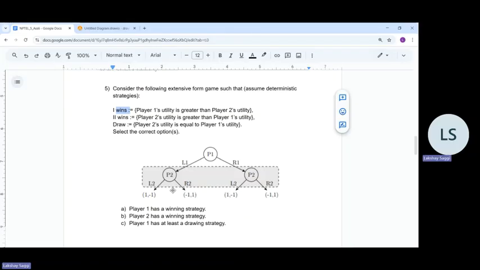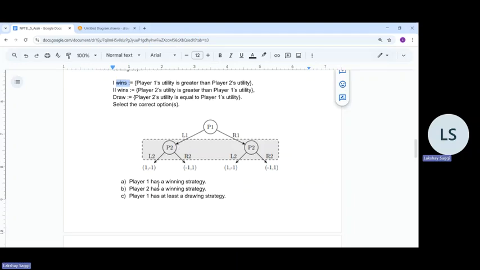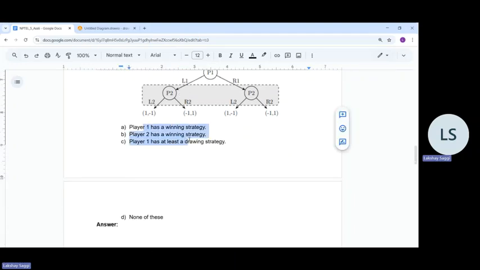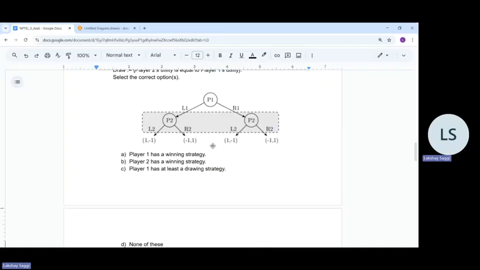So in this game, we have to select the correct options. The options are: player one has a winning strategy, player two has a winning strategy, player one has at least a drawing strategy, or none of these. So maybe we can move through these option by option. Let's check which of the following options are correct and which are incorrect. Let's check option A right now.